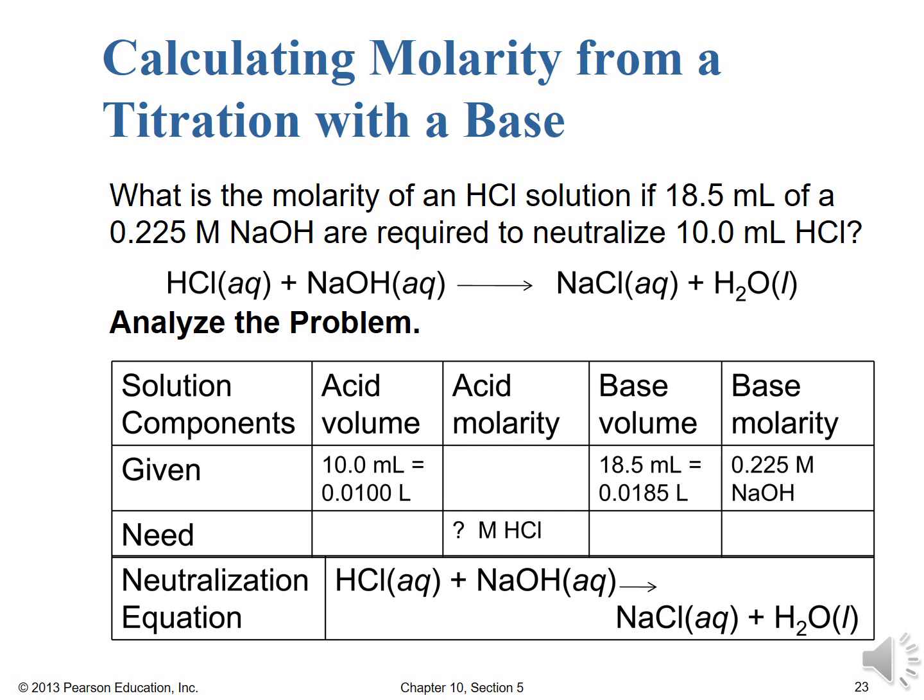So now we're ready to analyze the problem and look at what we're given and what we need. We're given the volume of the acid. It's given in milliliters. We'll likely convert it into liters because that's our base unit. Same thing for the base volume. It's given in milliliters, but convert to liters so that you can work with the liters and molarity to get moles, and the base molarity is given as 0.225 molar. So what we're missing here, what we need, is that molarity of HCl. And we already have our neutralization equation, so we're ready to move on to the next step.